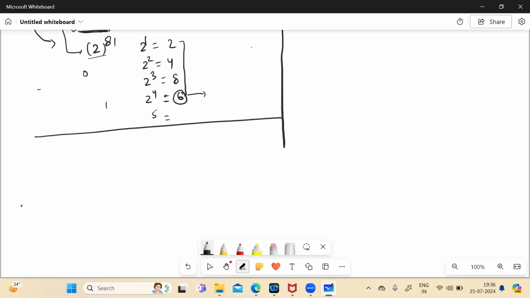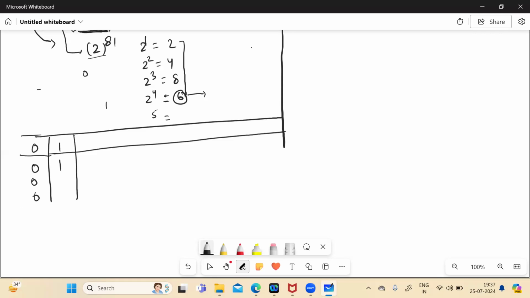So I'll write the cyclicity of all. If any number ends with 0, it will always give you 0, for all the powers. If 1 is at the unit digit, it will always again give you 1. If 2 is at the unit digit, it will give you 2, 4, 8, 6, and then 2 again. This will be the cyclicity.